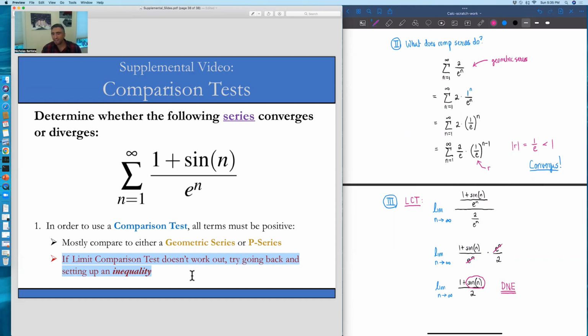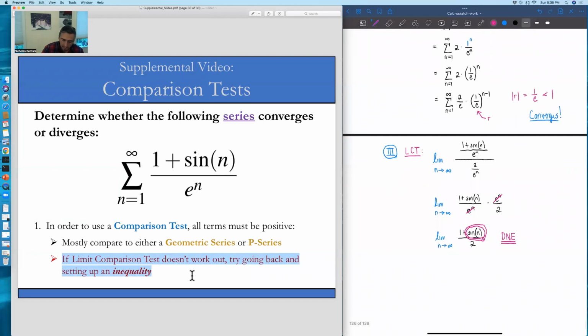This limit does not come out to one finite value. This limit is always going to be changing values because as n gets larger and larger, this sine of n is always going to be a different number between -1 and 1. Maybe it'll repeat itself, but it's never going to settle down to just one thing. So what this means is the limit comparison test can't help us.